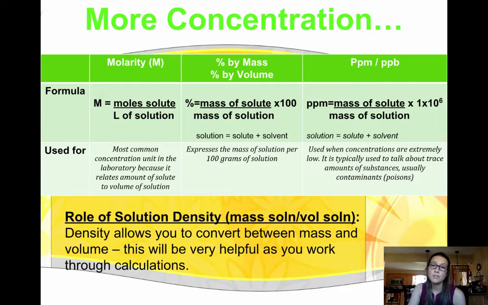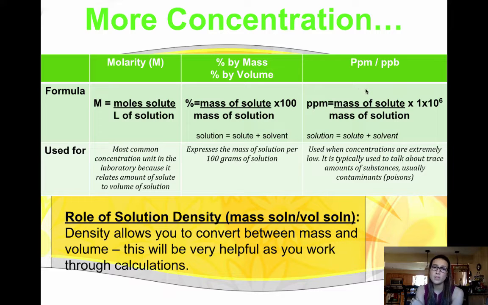And then the last way that we can calculate concentration is parts per million or parts per billion. The difference between parts per million and parts per billion is just what you multiply by at the end. Parts per million and parts per billion are used when concentrations are extremely low. So it's typically used to talk about trace amounts of something, usually contaminants. If you're looking at contamination in the water supply or poisons in the bloodstream, you're looking at parts per million or parts per billion.